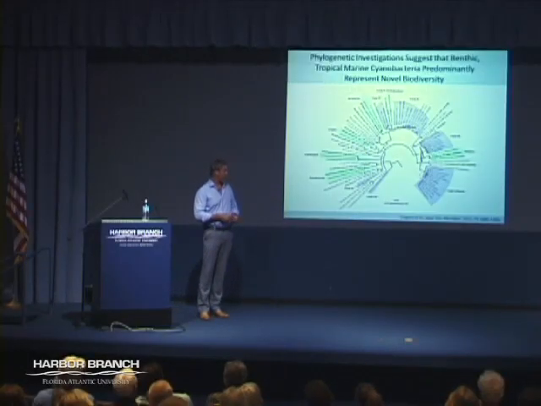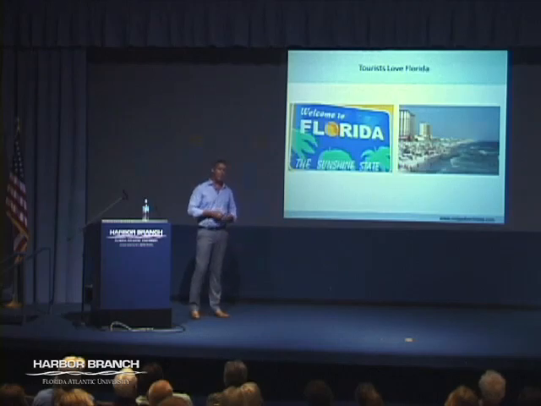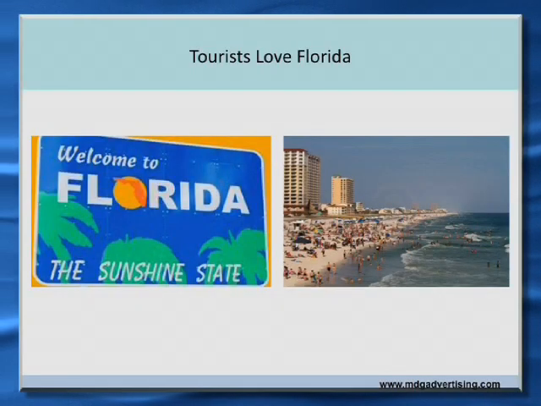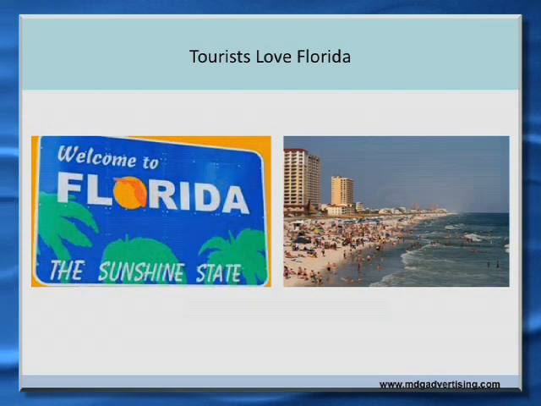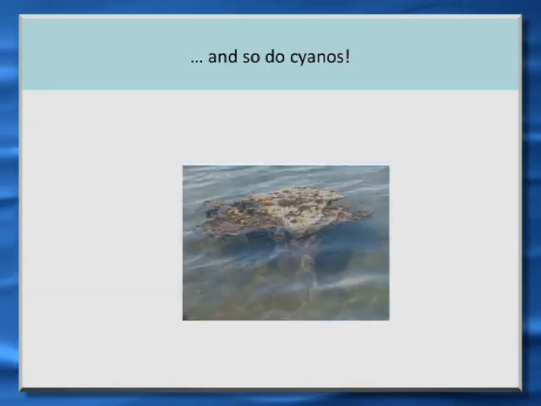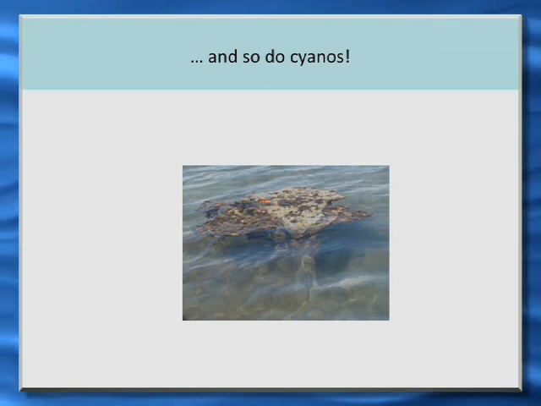So with that, I'm going to focus more on Florida, with this knowledge that we have a lot of new biodiversity and we lack classification systems. Florida is a great place. It's nice and sunny, warm. This is something that cyanobacteria like. So we see a lot of big blooms of cyanobacteria here in Florida, in ponds, rivers, in the ocean.